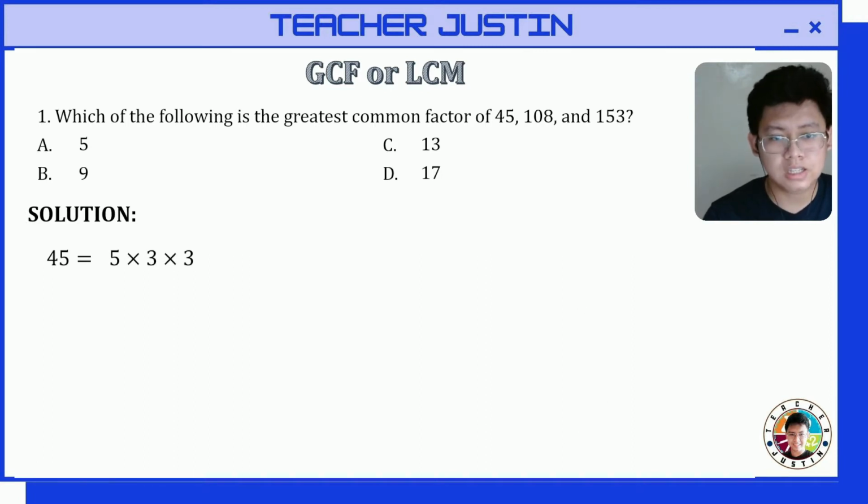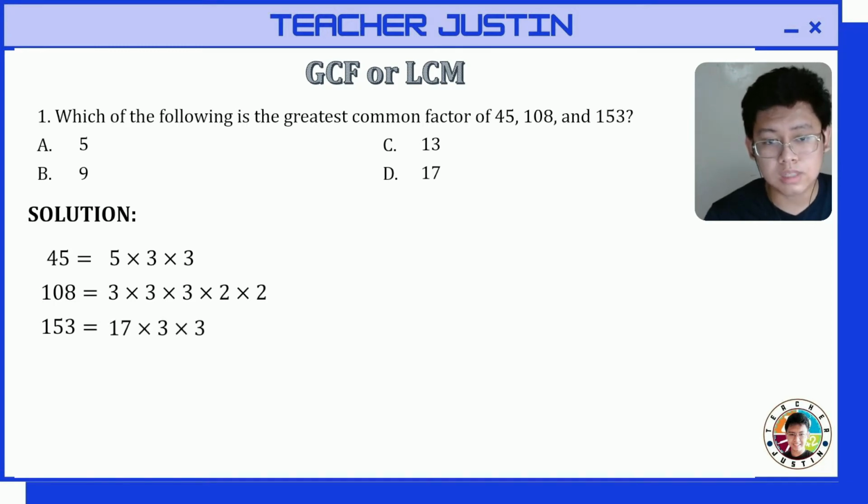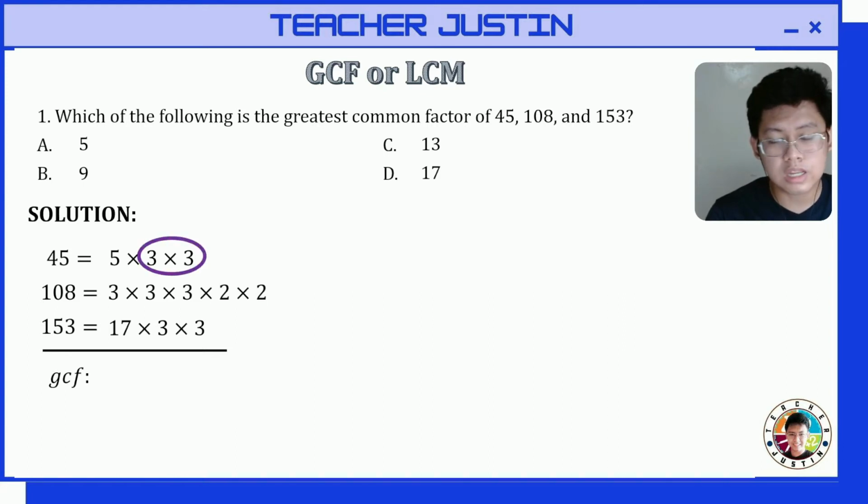Ayan. Next is 108. Yung prime factors naman ni 108 will be 3 times 3 times 3 times 2 times 2. And last one is yung 153. Yung prime factors niya will be 17 times 3 times 3. So, kunin natin yung greatest common factor nila. If we're going to look at the factors of our numbers, pare-pareho silang merong 3 times 3. So, kunin natin yung 3 times 3 ng bawat numbers.